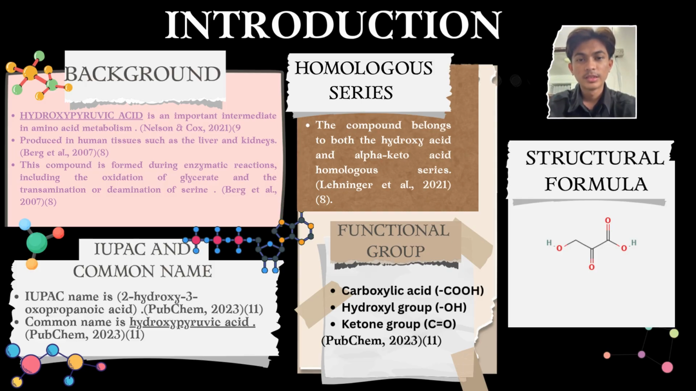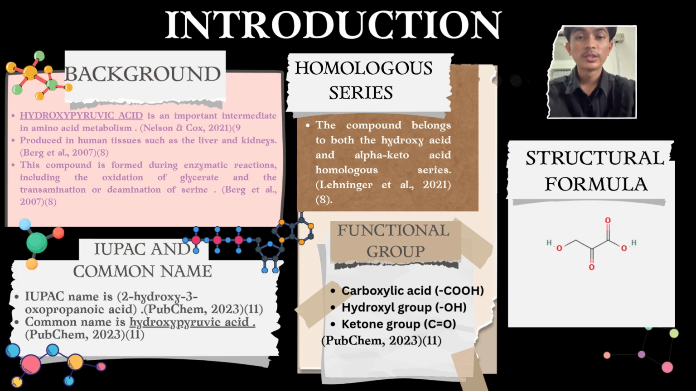Next, IUPAC name. The compound's IUPAC name is 2-hydroxy-3-oxopropanoic acid, and it is commonly referred to as hydroxypyruvic acid. Next, functional group and structure. Hydroxypyruvic acid contains multiple functional groups: a carboxylic acid COOH, a hydroxy group OH, and a ketone C=O. These groups contribute to its chemical activity and biological role.